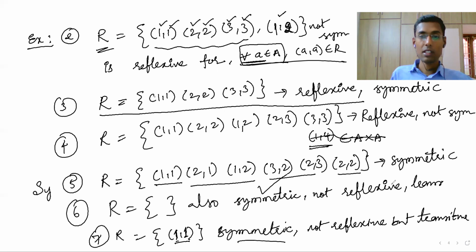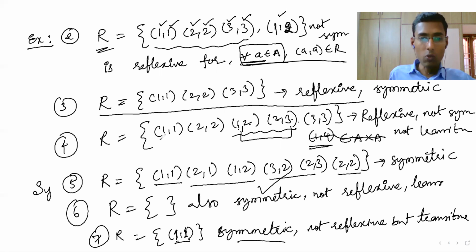Like this, you see here. 1, 2 is there, 2, 3 is there, then 1, 3 should be there. AB, BC is there, then 1, 3. Where is 1, 3? 1, 3 is not there, so it's not transitive. For 1, 1, 2, 2, 3, 3, you need not look.